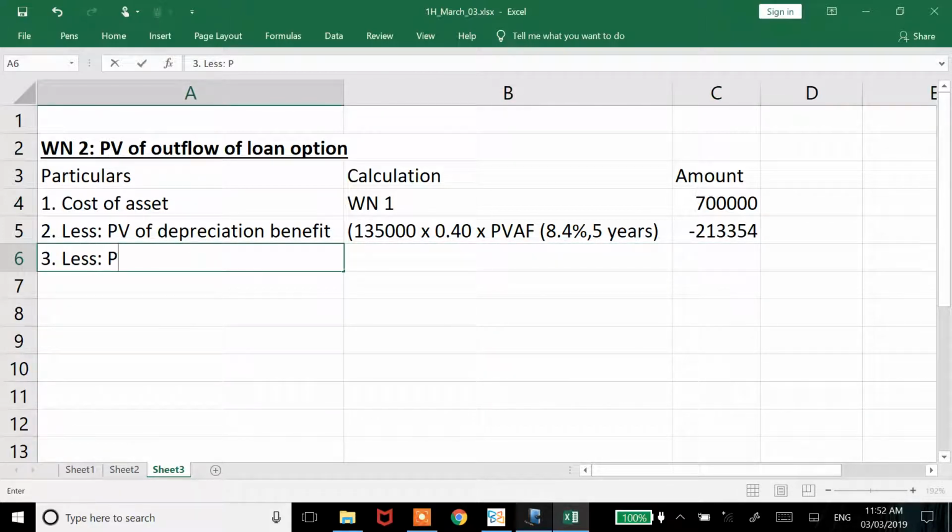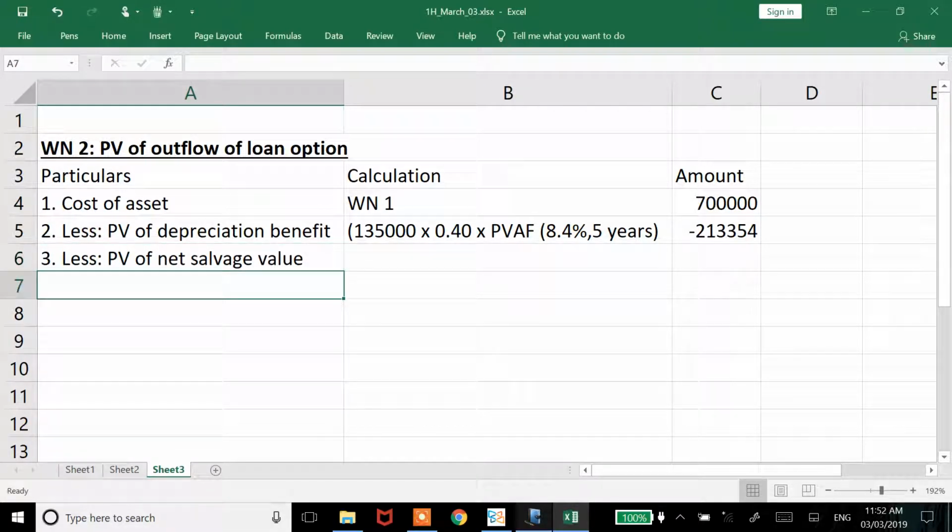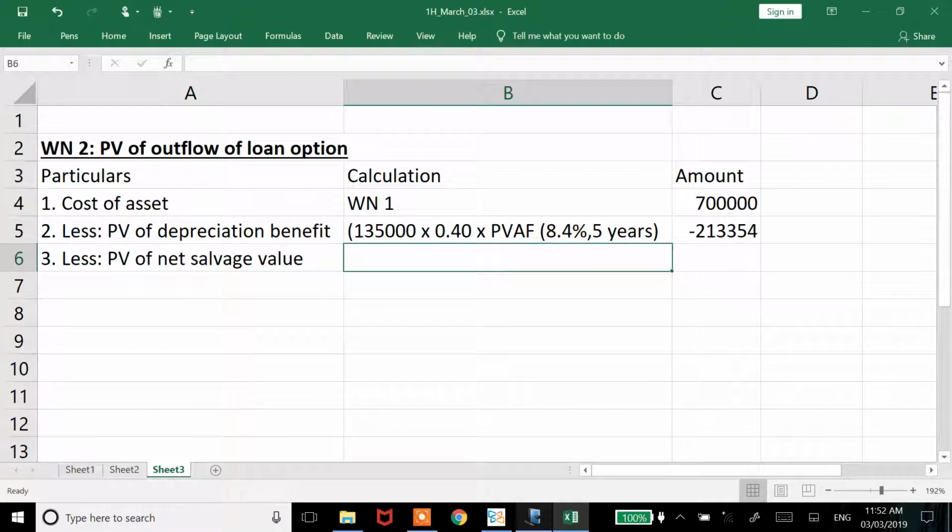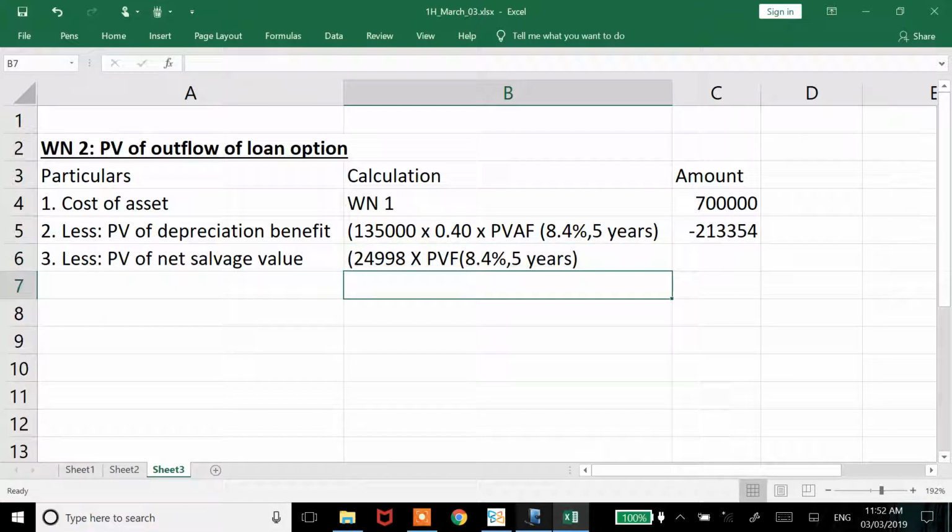Less present value of net salvage value. In this case, sale value and net salvage value will be same. 24,998 into PVF, 8.4%, 5 years. PVF is the normal factor, PVF is not annuity. It is 0.668.